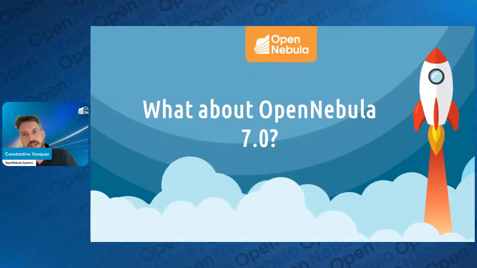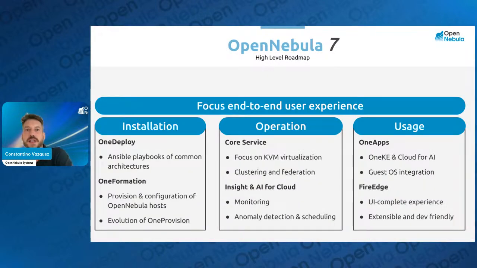Okay, so just a sneak peek on what's new in OpenNebula 7.0, or what we are working on, right? So, yeah, if you remember those projects that I introduced before, right? So we are going to focus on improving the end user experience by improving these side projects, right? So we want to be able to deploy different combinations or different configurations of OpenNebula easier, so we'll improve one deploy.